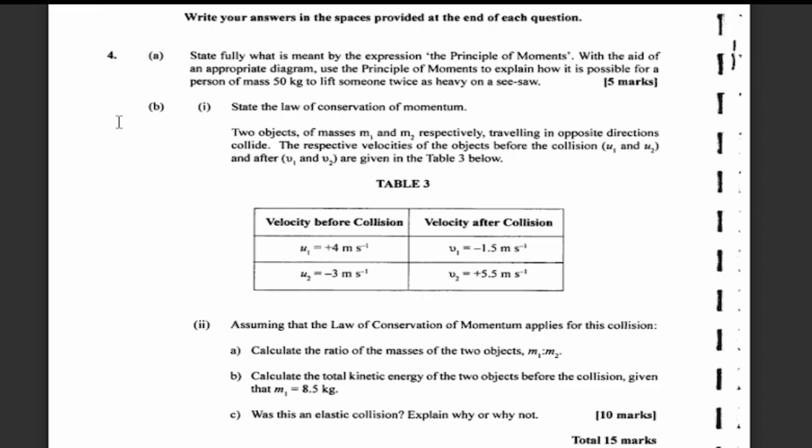Now, the principle of moments states that if a system is in equilibrium, then the sum of clockwise moments is equal to the sum of counterclockwise moments. That's basically the principle of moments. Then it says, with the aid of an appropriate diagram, use the principle of moments to explain how it is possible for a person of mass 50 kg to lift a person twice as heavy on a seesaw. Let's get into that right now.